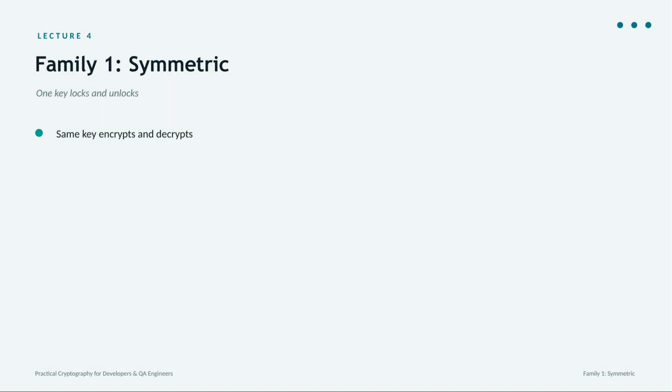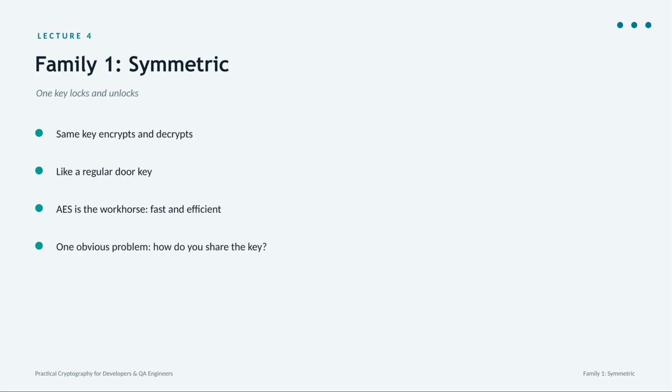So there are fundamentally two different ways to use keys, and almost everything in cryptography is one or the other. The first is symmetric. With symmetric encryption, the same single key both locks and unlocks the data. Think of it as like a regular house key, where you use it to open the door and you use it to close the door. AES, the encryption standard we keep on mentioning, is symmetric. Because it's symmetric, it's very fast, very efficient, and it's what protects the bulk of real data. But it has one obvious problem, and that problem is the whole reason why the second family exists.